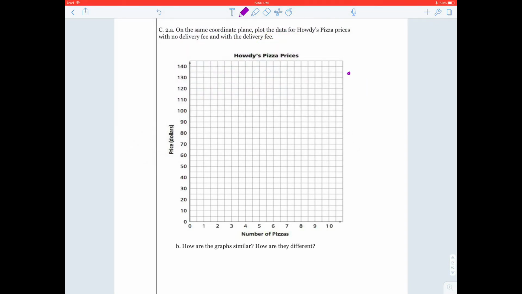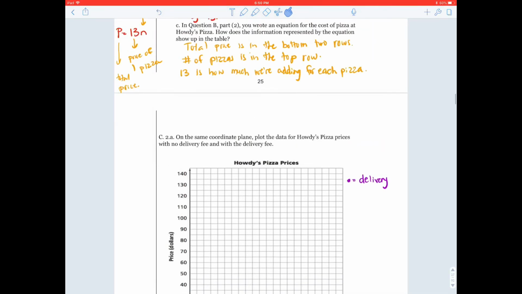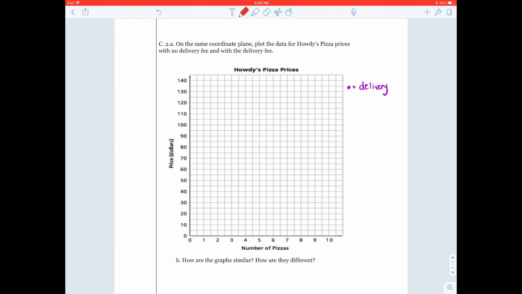So let's see. I'll do delivery in purple. So please make sure you have two different colored pens, or you make these lines different somehow, okay? And then I think I did pick up in red. Yes. So let's go ahead and do that.